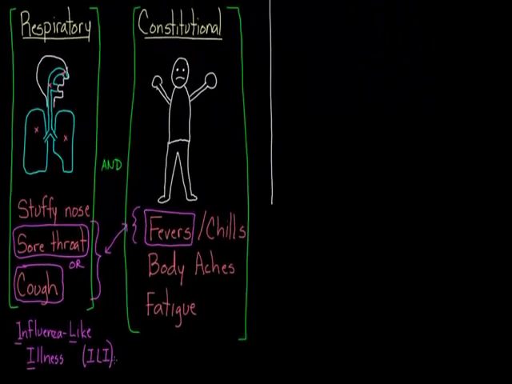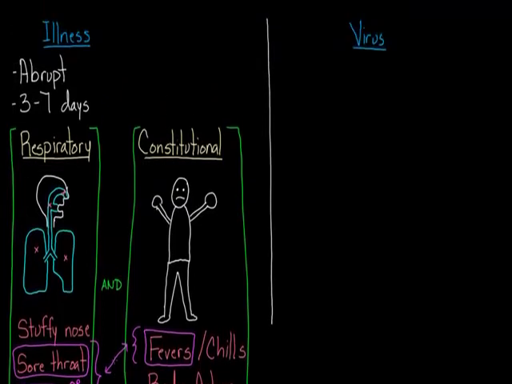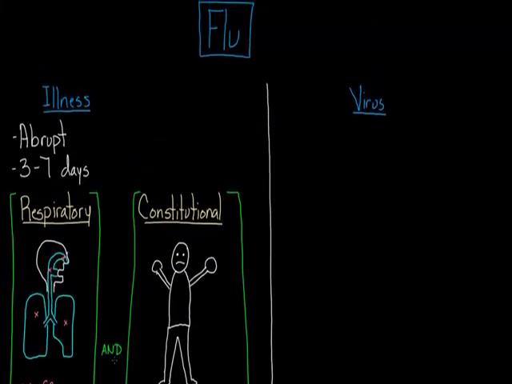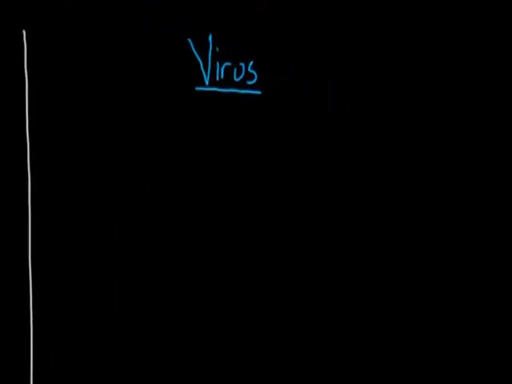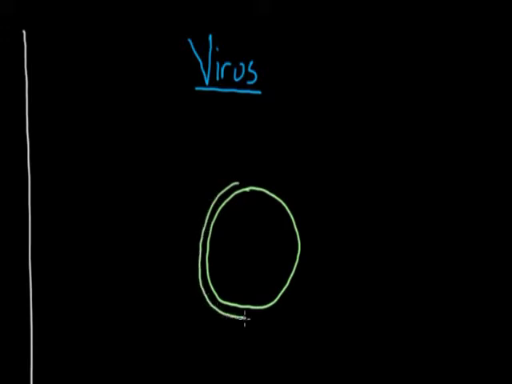So this brings up an interesting question, and that's why I started out by splitting things up between the illness and the virus. I want to go over to the virus side, and just keep in the back of your mind this idea of ILI. Now on the virus side, let me sketch out very quickly in this green color what the influenza virus looks like. I'm going to label this influenza over here.